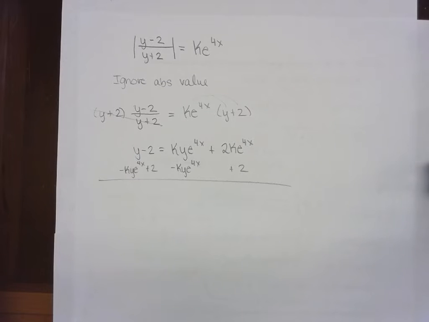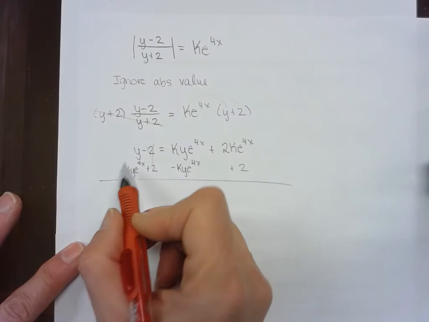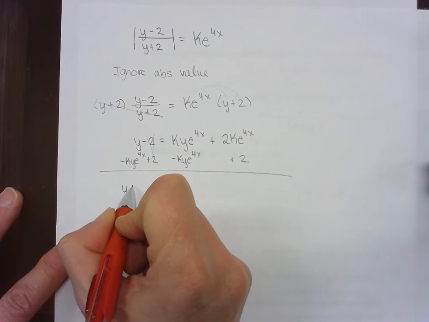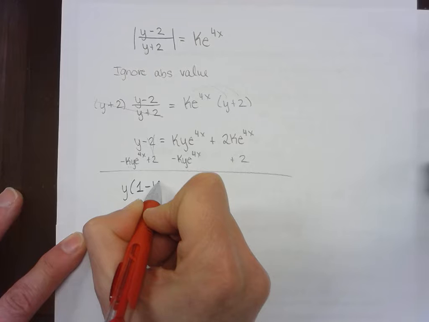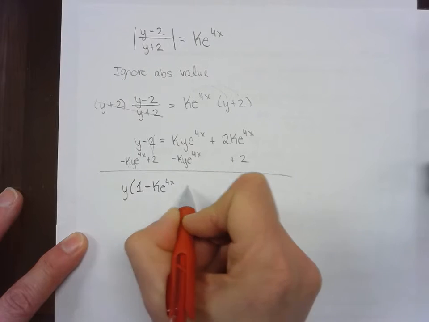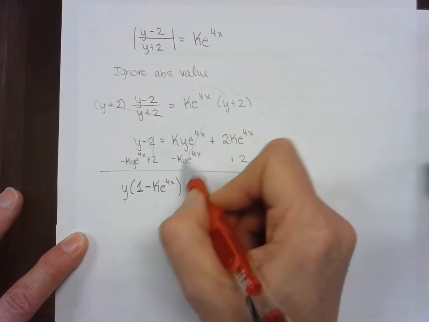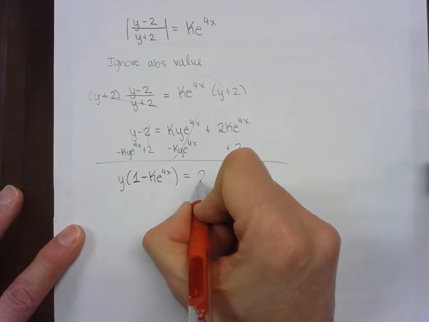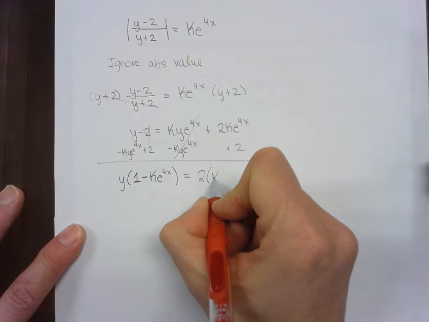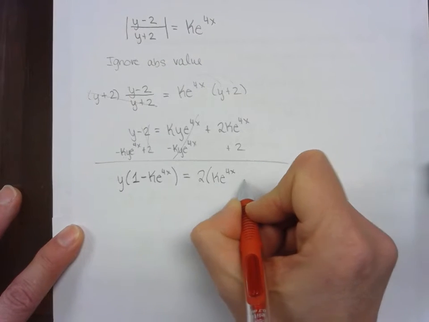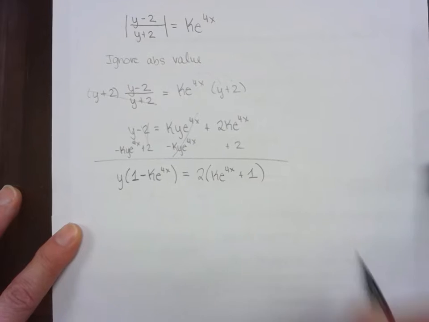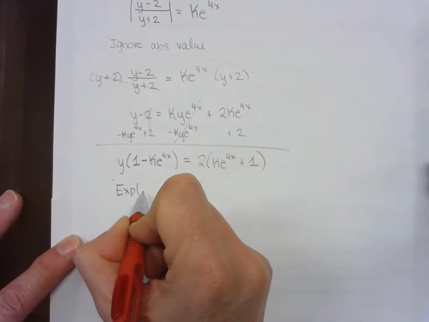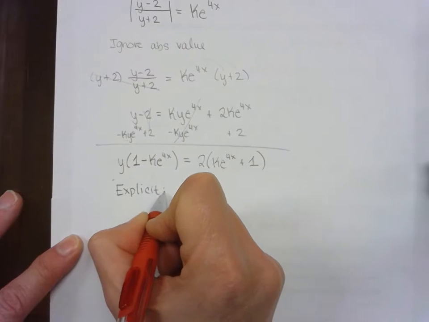And then on the left-hand side, those two terms have a y in common, so I'm going to factor it out. So I'd have y times 1 minus k e to the 4x. And on the other side, they have a 2 in common. I can factor that out, and have k e to the 4x plus 1. So now I can get the explicit solution, assuming we were able to leave off absolute values.